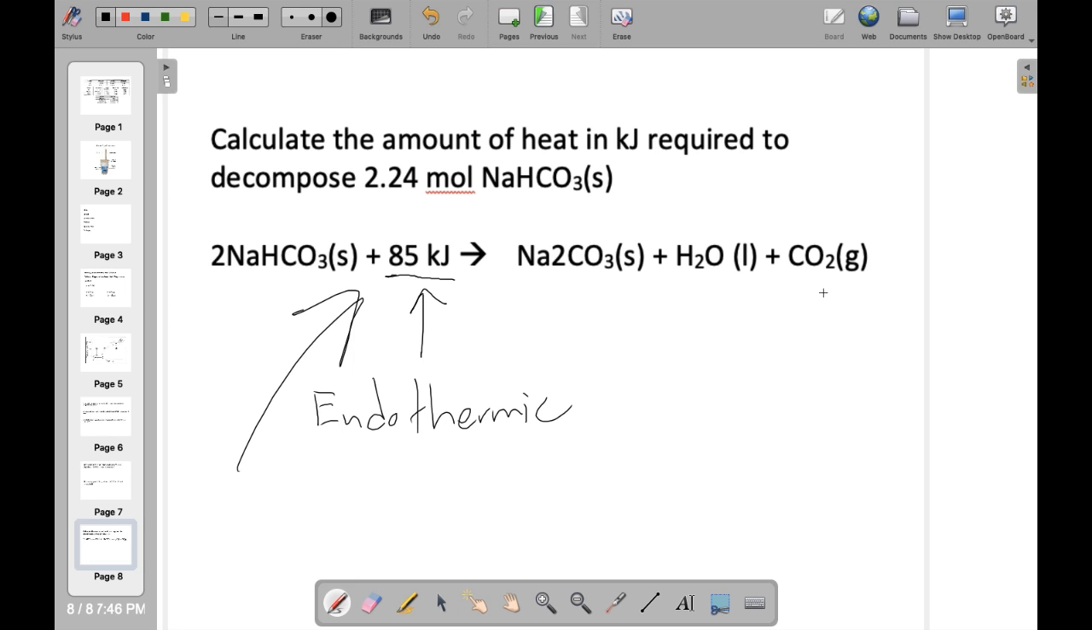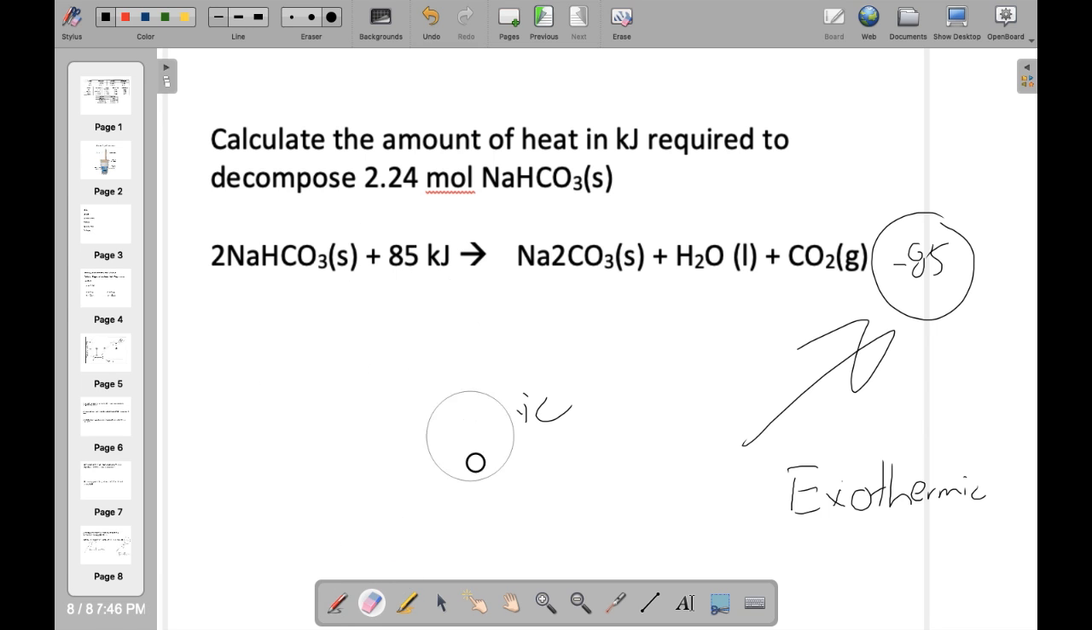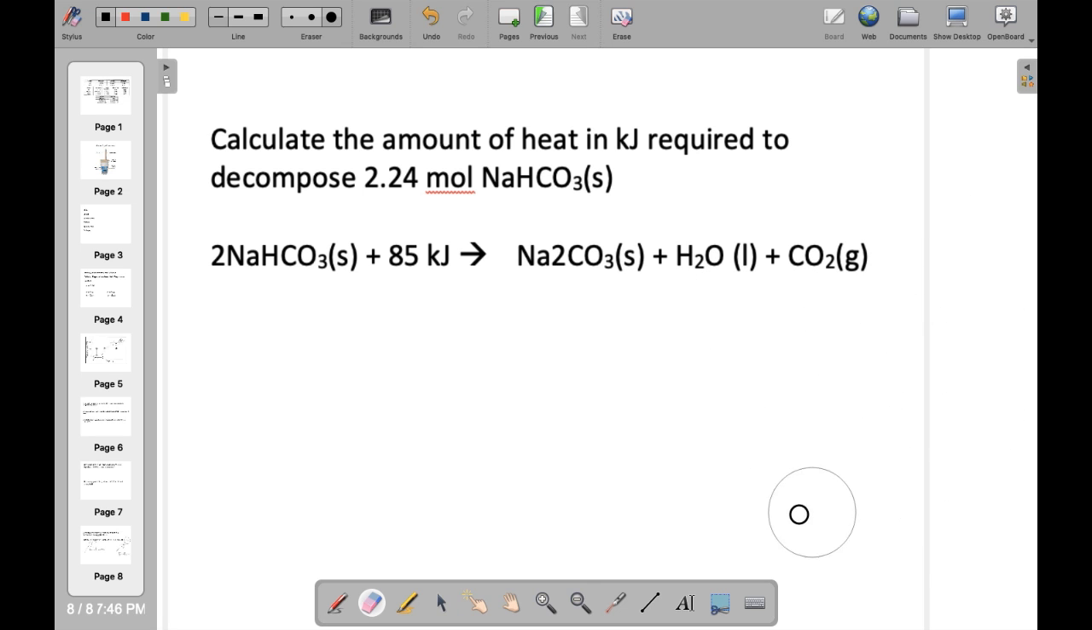Now, if I move this over here, let's just say it's on this side, it's like minus 85 or some number over here, then it's exothermic. Heat is being produced. So exothermic means heat's being produced. Endothermic means it needs heat for this equation to happen. And this is actually very simple. We just use conversion factors when we see these types of equations.